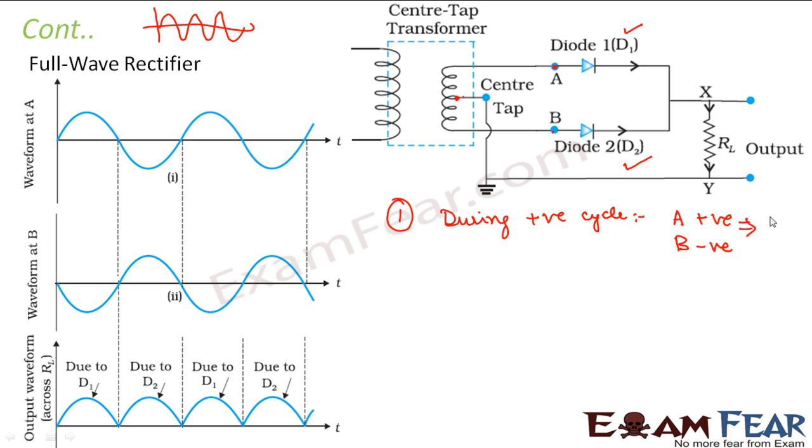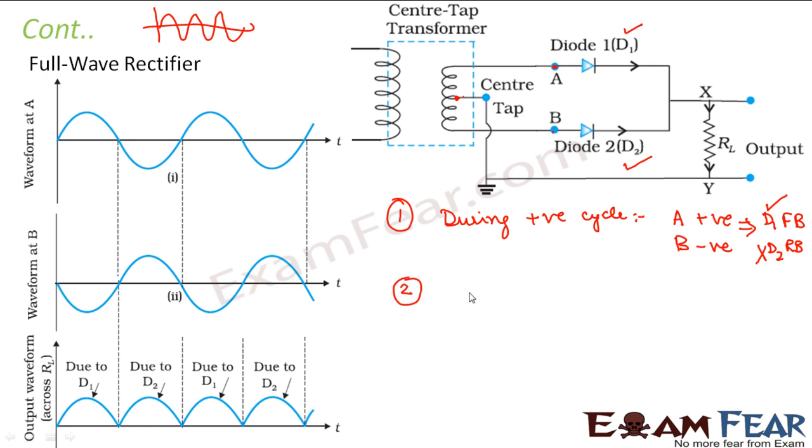As a result of this, D1 is forward biased and D2 is reverse biased. That means D1 will conduct and D2 will not conduct. So what will be the output? This will be the output, which is due to D1, right?